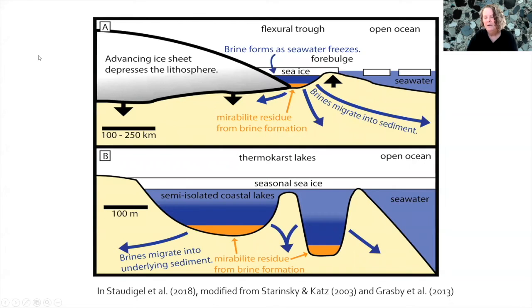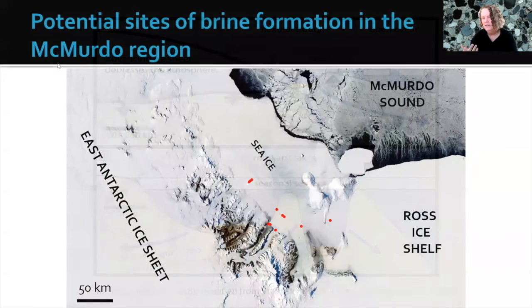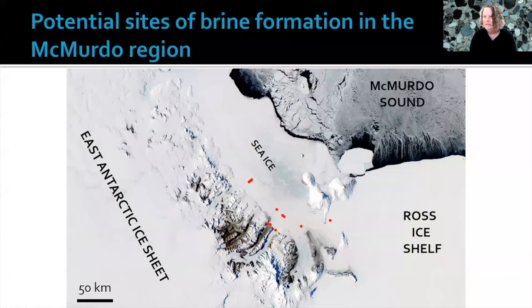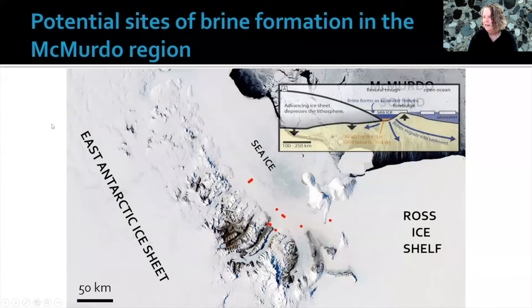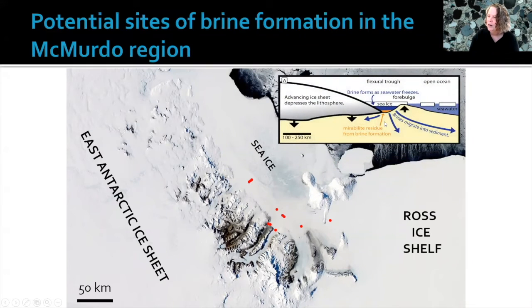So we see both of these mechanisms as having potential in the McMurdo region. We did have large ice sheets expanding out into this area, so there could have been flexural troughs forming as these migrated outwards, forming sites of seawater formation, of brine formation.